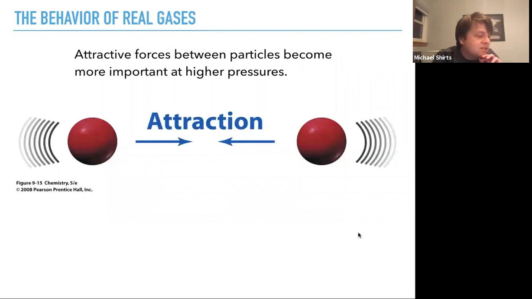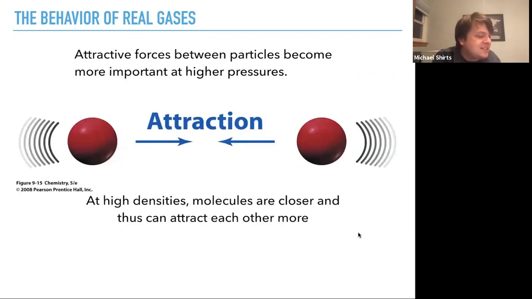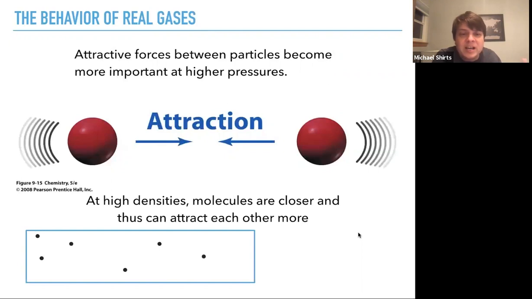The attractive forces between particles become more important at higher pressures. That's the other factor. Real molecules have electron clouds, and those electron clouds interact with each other, usually providing an attractive force, unless you're right smack dab on top of each other. So there's this attraction pulling molecules together. At high densities, the molecules are closer and thus can attract each other more. If you've got a really dilute box, then they don't spend that much time near each other. All these interactions die off fairly rapidly with distance, so they're hardly ever interacting. But at higher densities, they spend more of their time closer to each other and attract each other more. So those are the two components that you want to think about.